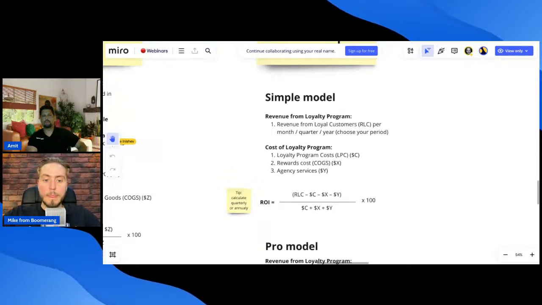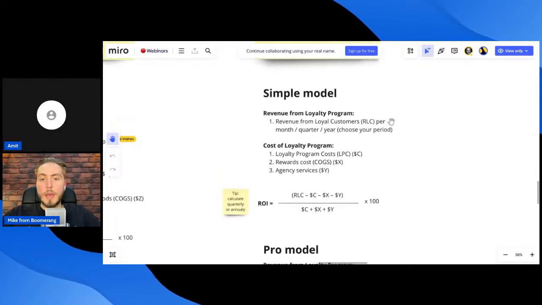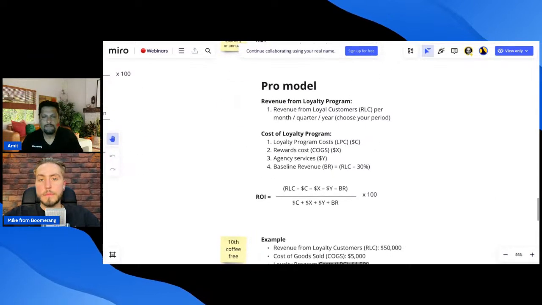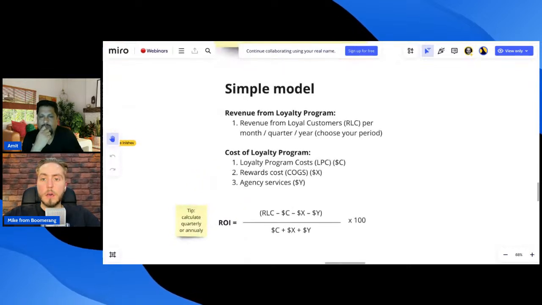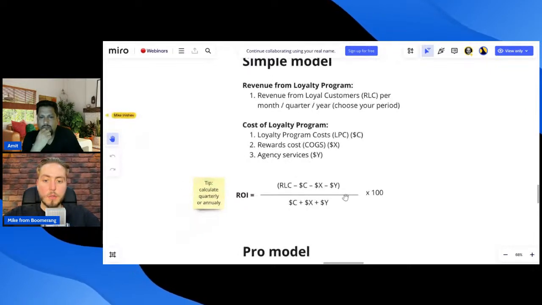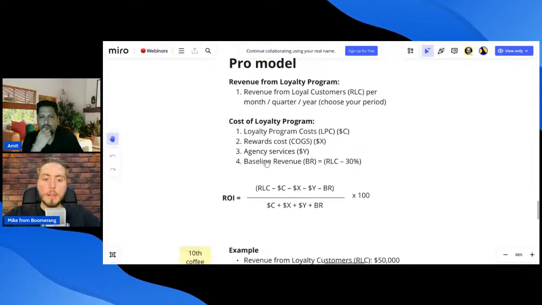And let's get back to the calculation again. As I discussed, we have two types of calculation: the simple model and the pro model. I name it like this. The simple model we already explained, and we made our calculation based on the coffee shop. It is revenue minus all the costs, divided by the cost, and multiplied by 100%. But the pro model also calculates an additional term like a baseline revenue.